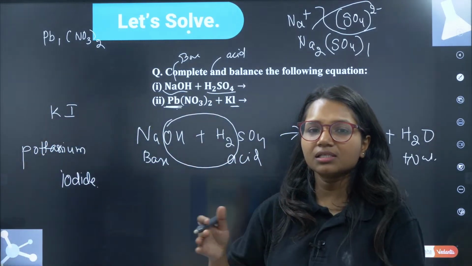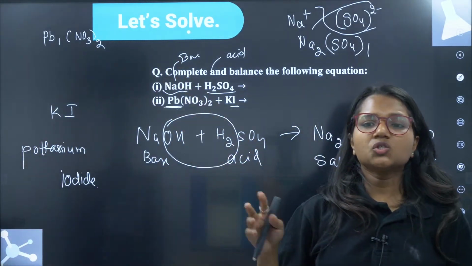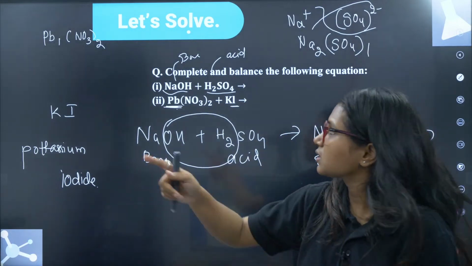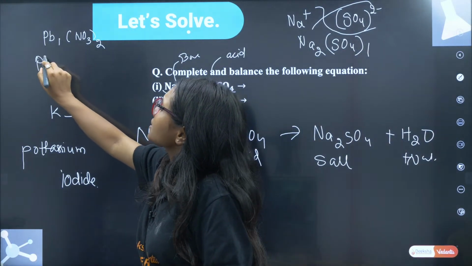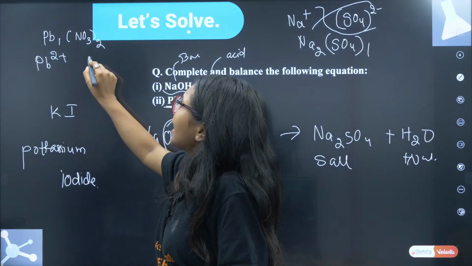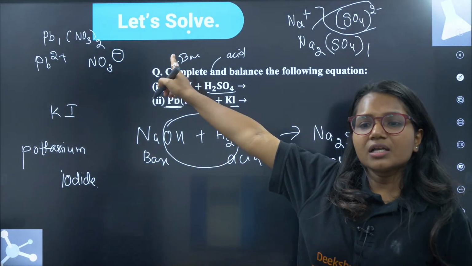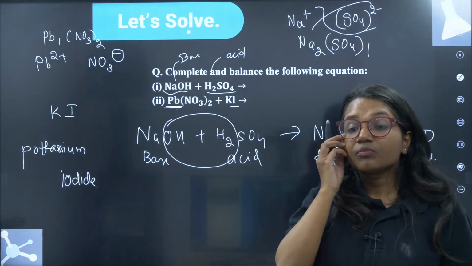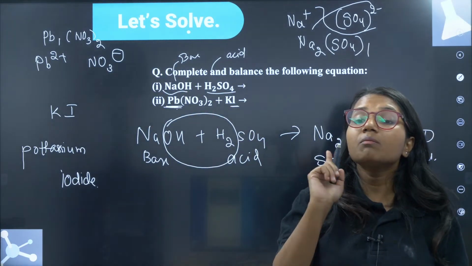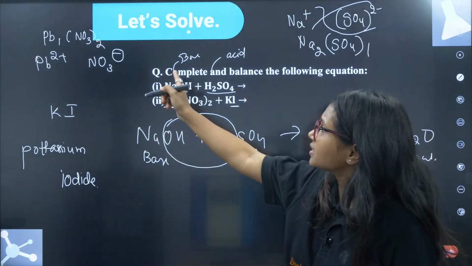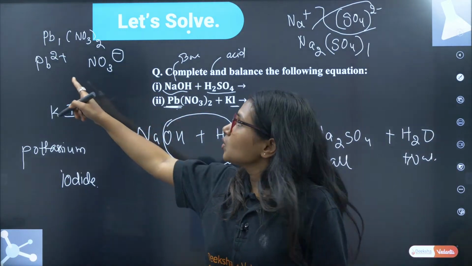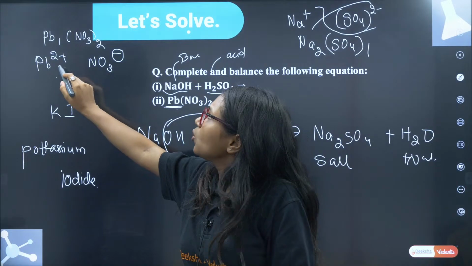Break them into ions. Just do the crisscross. Lead with 2 plus and nitrate with 1 minus. Tell me if you have understood this breaking of ions. Again, you don't have to remember the charge on the ions if the molecule is given. You can break them. Lead 2 plus.